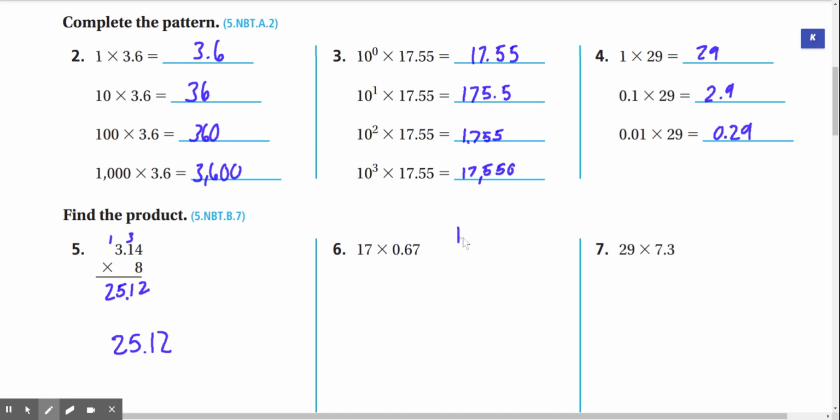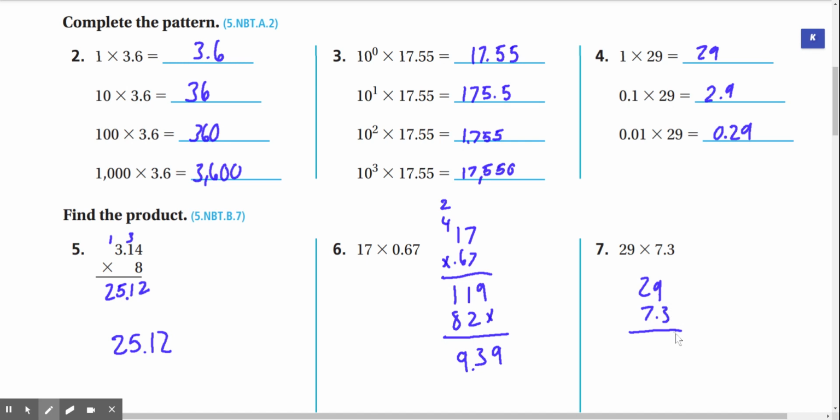Number 6, we have 17 times 0.67. So I'm going to write 17 times 0.67. 7 times 7 is 49. 7 times 1 is 7, plus 4 is 11. Now in the tens place, we have 6 times 7. That's 42. 6 times 1 is 6, plus 2 is 8. Now add all these together. 2 plus 1 is 3. 8 plus 1 is 9. And put the decimal place. We got 9.39.